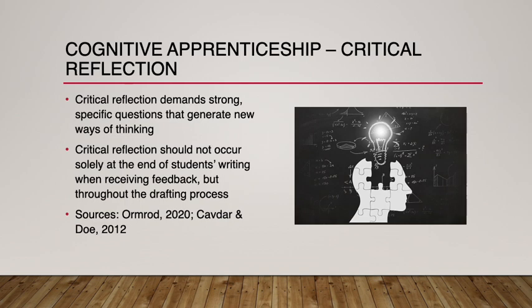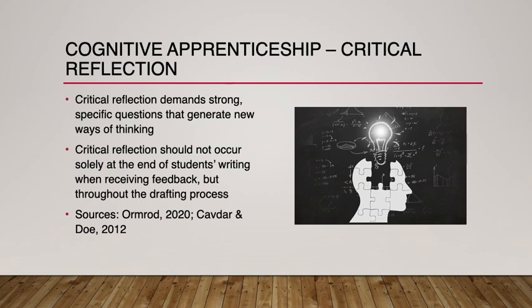The final targeted concept is cognitive apprenticeship, specifically critical reflection. Cognitive apprenticeship is an approach to learning that allows the learner to consider how he or she approaches a particular task at hand and advocates for the learner to consider how one can best achieve a particular task. The most relevant part for the context of my area of study is the critical reflection component, in which the mentor asks the learner to compare his or her performance with that of an ideal model. Critical reflection demands strong, specific questions that generate new ways of thinking and evaluating the information and skills at hand.